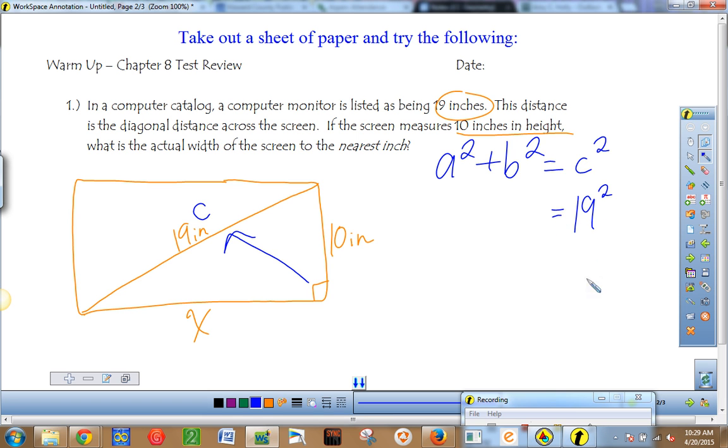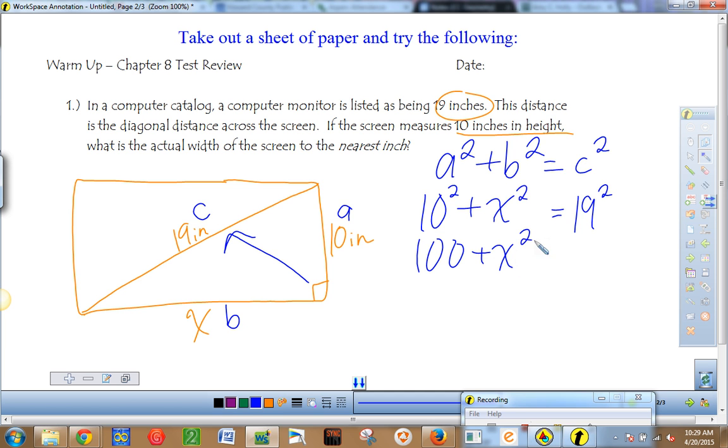Which one would you like to be A? I said 10. Oh my God, did you guys just agree on something? Well, I was going to disagree, but I decided not. What's 10 squared? 100. What is 19 squared? 361. Now what do I do?